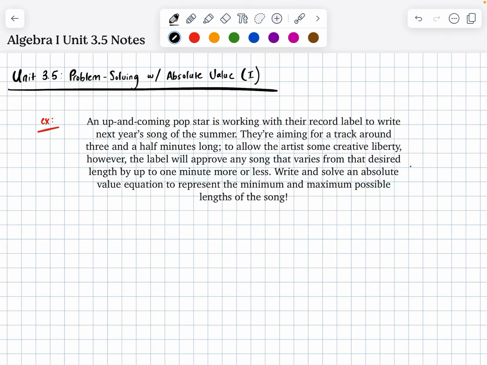My goal is to write and solve an absolute value equation to represent the minimum and maximum possible lengths of the song. Give yourselves a 30-second timer. Read back over this problem. There are, I'm going to tell you, 3 main moving parts to writing and solving an absolute value equation word problem. Reading through this problem again, what are a couple of things here that stand out to you as something that might be important in the process of writing and solving that equation? Go ahead, give yourselves 30 seconds. See what you notice. Have at it.